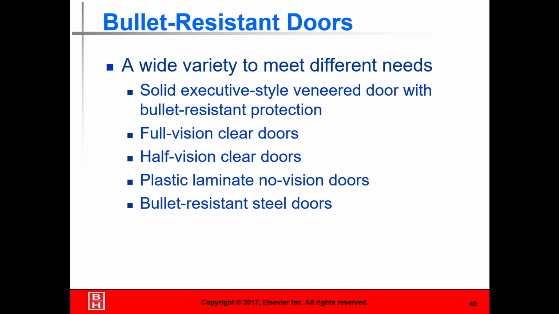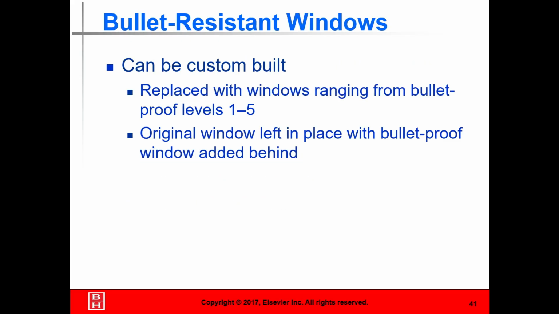Bullet-resistant doors, along with protection of the walls and lobbies, offices. There are a wide variety of bullet-resistant doors to meet different needs. For example, solid executive style veneered doors to match existing doors. Some different things: full version, half doors, plastic laminate. So it just depends on what you need, you can get.